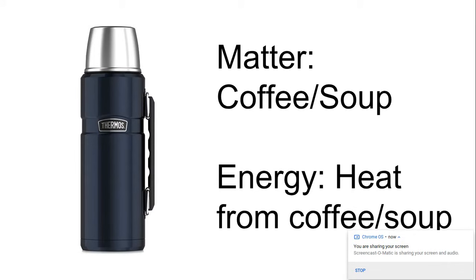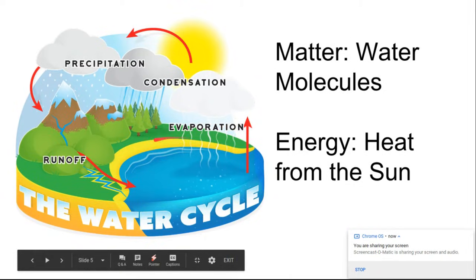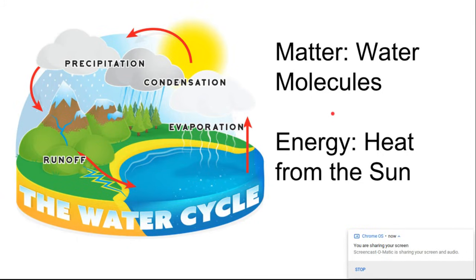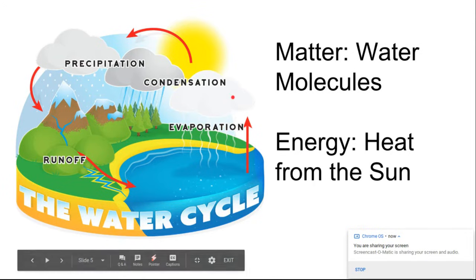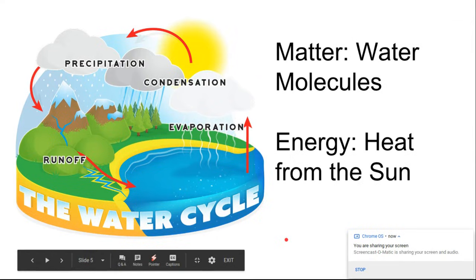How about this next one? We think about the ocean. Just think about the ocean. The matter is the water molecules that are in the ocean. The energy is the heat from the sun that can heat up the ocean and cause evaporation. So is the ocean an open system or a closed system? Pause the video.